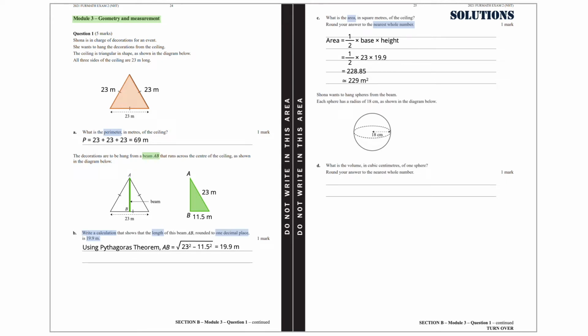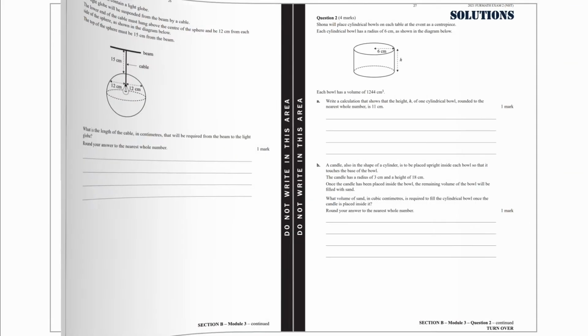Shona wants to hang spheres from the beam. Each sphere has a radius of 18 centimeters, as shown in the diagram below. Part D. What is the volume in cubic centimeters of one sphere? Round your answer to the nearest whole number. We know that the volume of the sphere equals 4 over 3 pi r cubed, which is equal to 4 over 3 times pi times 18 cubed. This equals 24,429 cubic centimeters.